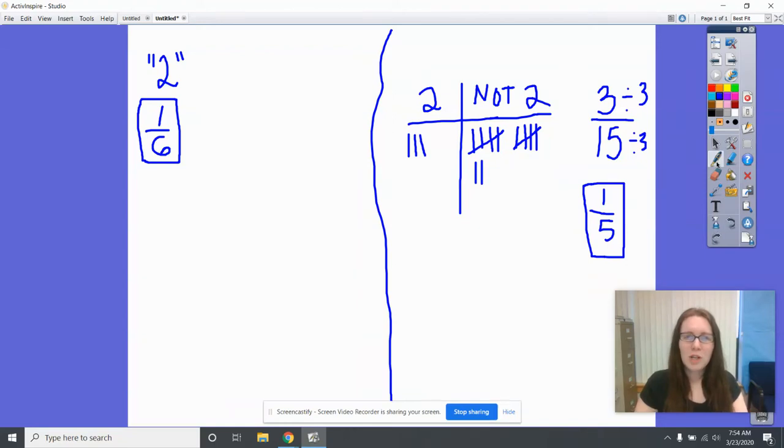Hey, if you just finished watching the last video, we talked about how, in theory, we should get the number 2 1 in 6 times. And with the experiment we did, we actually got the number 2 3 in 15 times, which we can simplify to 1 in 5. Those are pretty close, but they're not the exact same thing. Now let's talk about how to make a prediction.